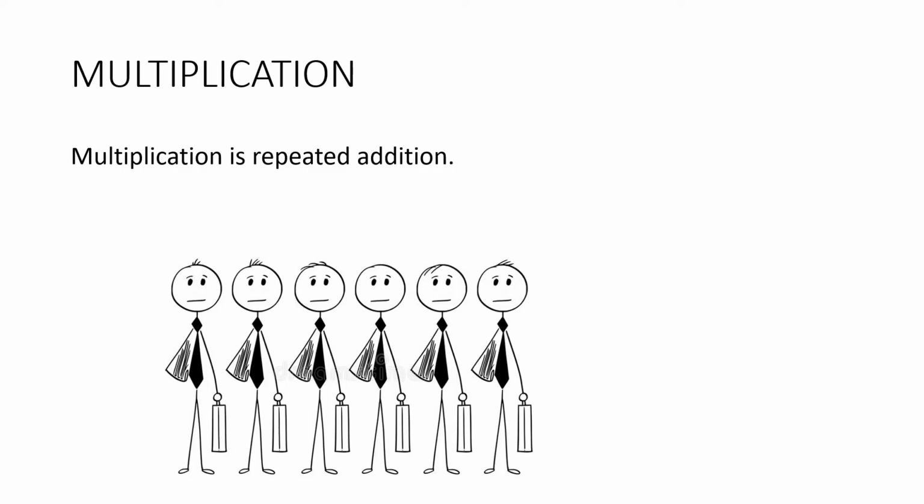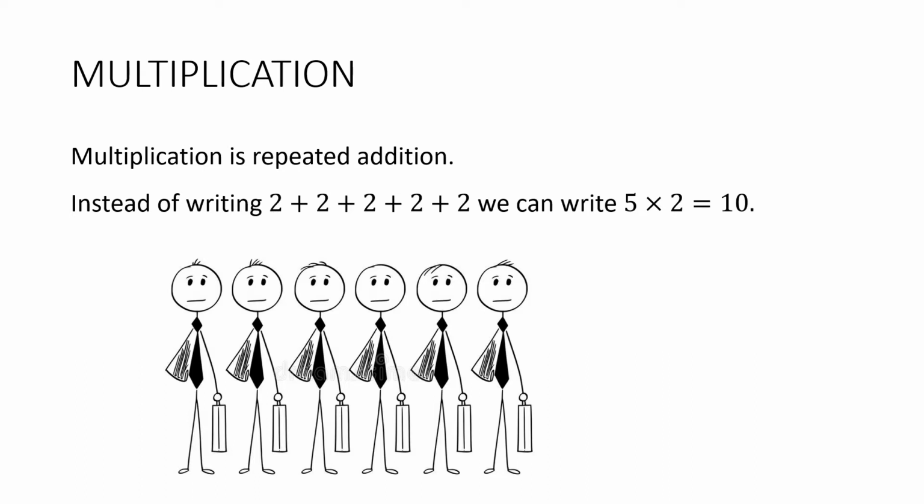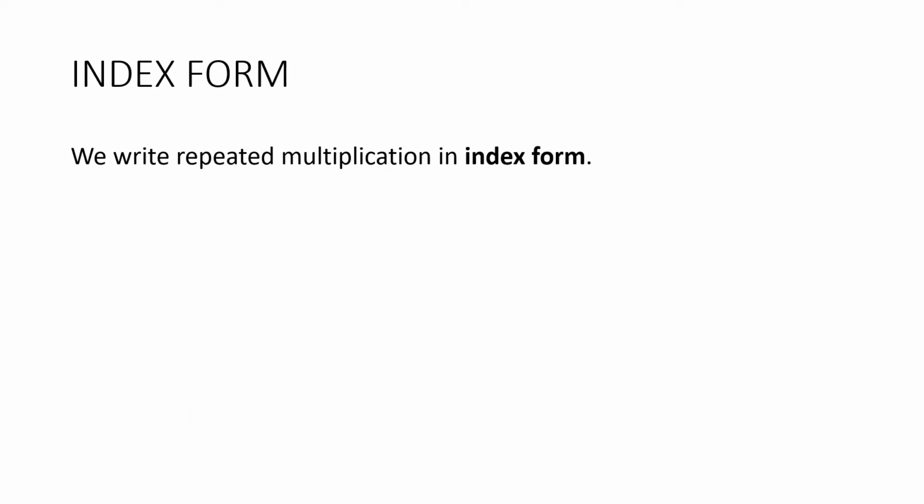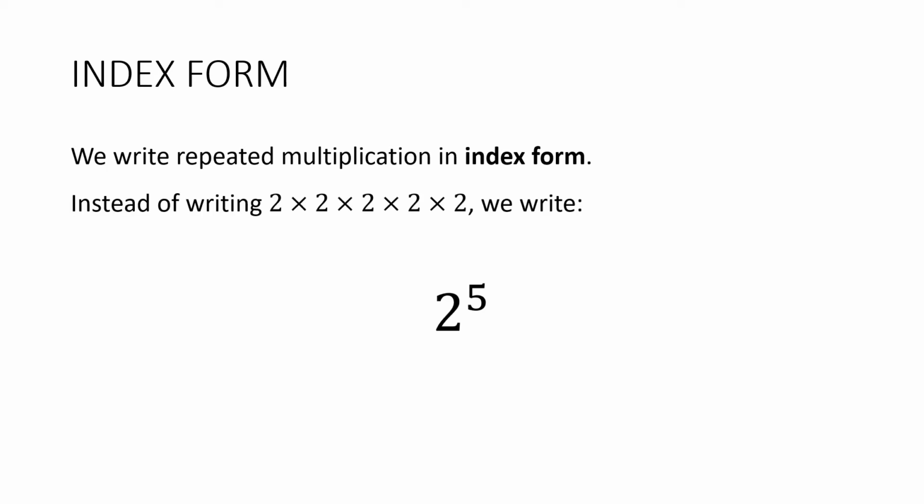Now multiplication is repeated addition. So instead of writing 2 plus 2 plus 2 plus 2 plus 2, we can write 5 times 2, which is 10. Similarly, we write repeated multiplication in index form. So instead of writing 2 times 2 times 2 times 2 times 2, we can write 2 to the power of 5, where 2 is the base and 5 is the index.